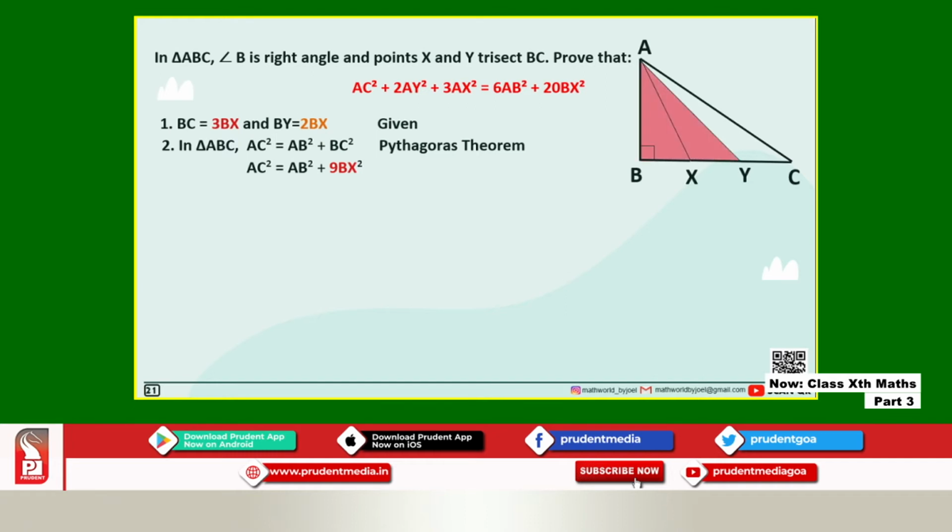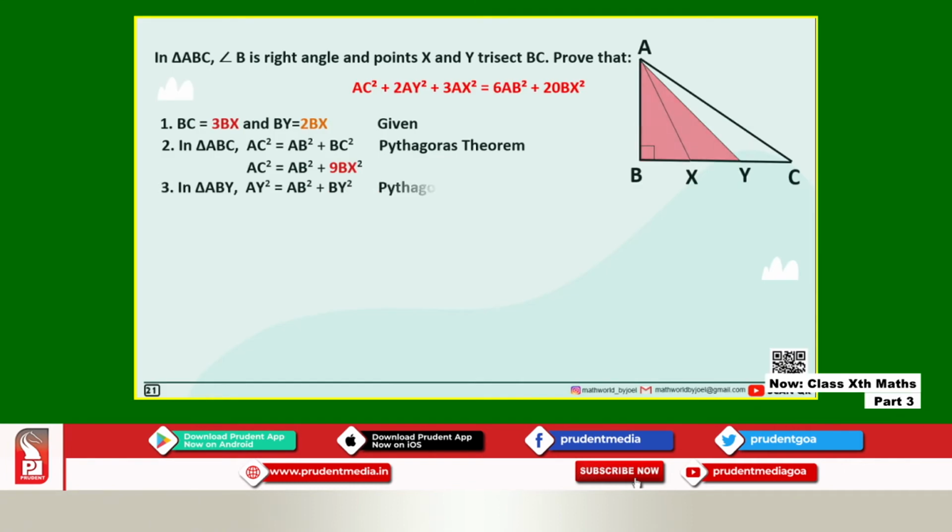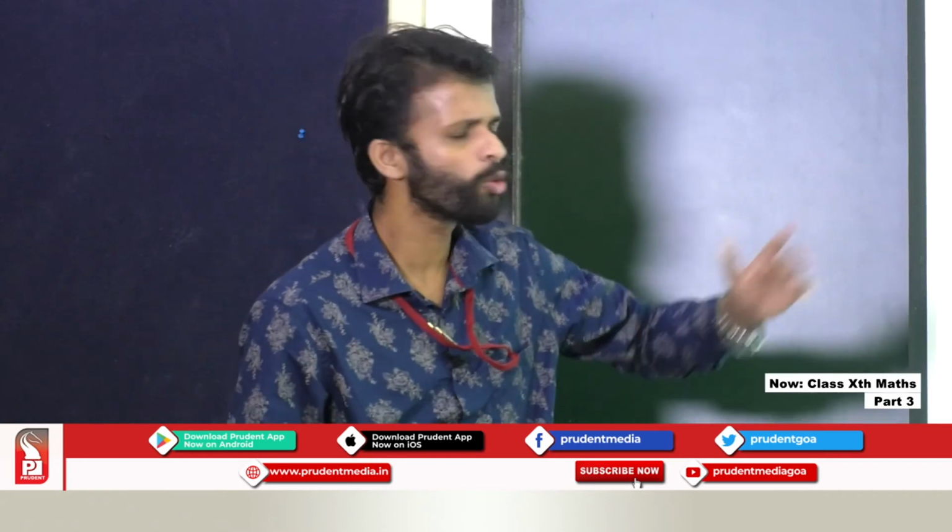Now look at this triangle, which is nothing but ABY. Let us write Pythagoras theorem for this one as well. AY square is equal to AB square plus BY square. Now look at step number 1 and step number 3. Wherever there is BY, I replace it with 2 times BX, so 2 square becomes 4 and BX becomes BX square. Next, in the 4th step, I will multiply that equation by 2 throughout.